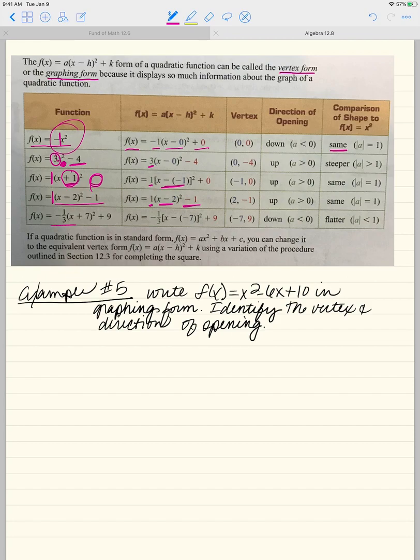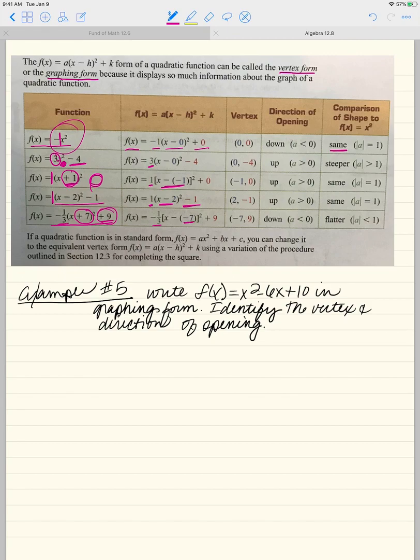Last one, -1/3 times x plus 7 squared plus 9. So we have an opposite of h, okay? We have a at -1/3, and we have k out here. So f of x is equal to -1/3, and here we have this x minus -7. Subtraction is adding the opposite, so x minus -7 is the same as adding this 7 here. So -1/3 times x minus -7 squared plus k, which is 9. Our vertex is at -7, 9.